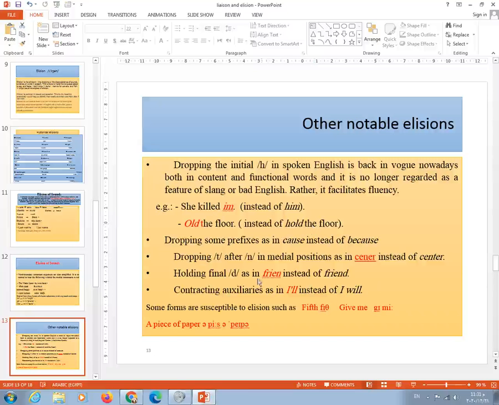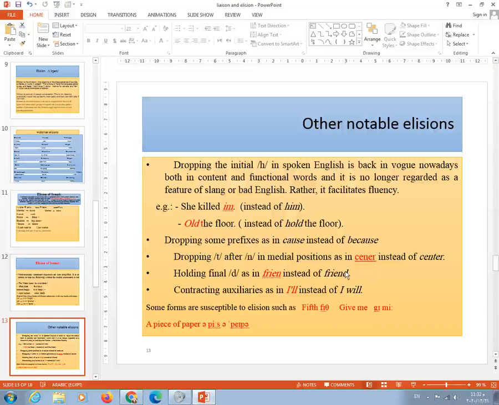So now there is also a trend where they drop the h in some words, and dropping some prefixes, as in "because" becoming "cause". Instead of saying "because of", you say "cause". Dropping T and N in medial positions, as in "center" instead of "center". Another thing is holding the final d, as in "friend". You don't have to say the full "friend", even if it is singular, you don't have to pronounce the final d.